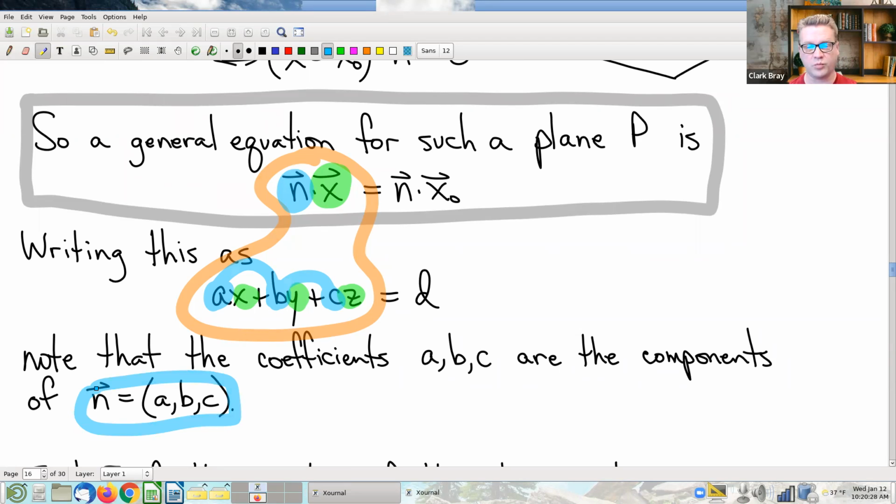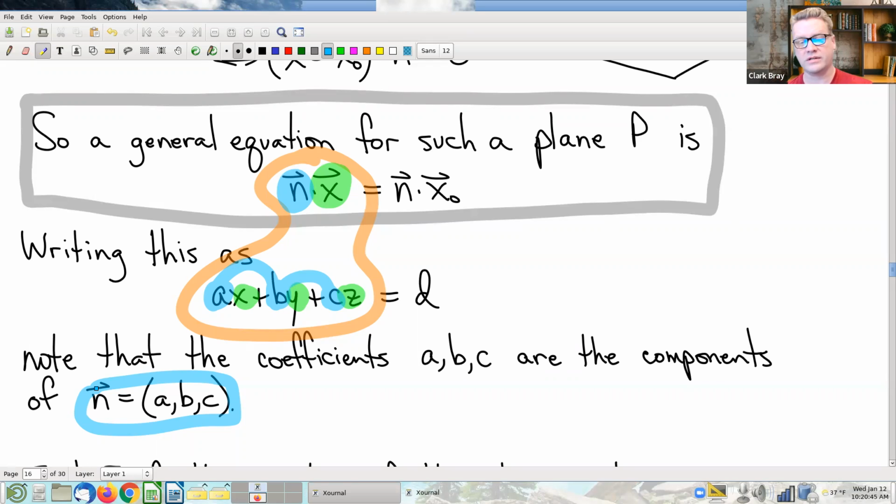You can just see them right there, right? And so this works two different directions. This is useful in two directions. If you know the normal vector, then you can write down most of your equation. Just boom, it's ax plus by plus cz. So knowing the normal vector is very, very useful here.